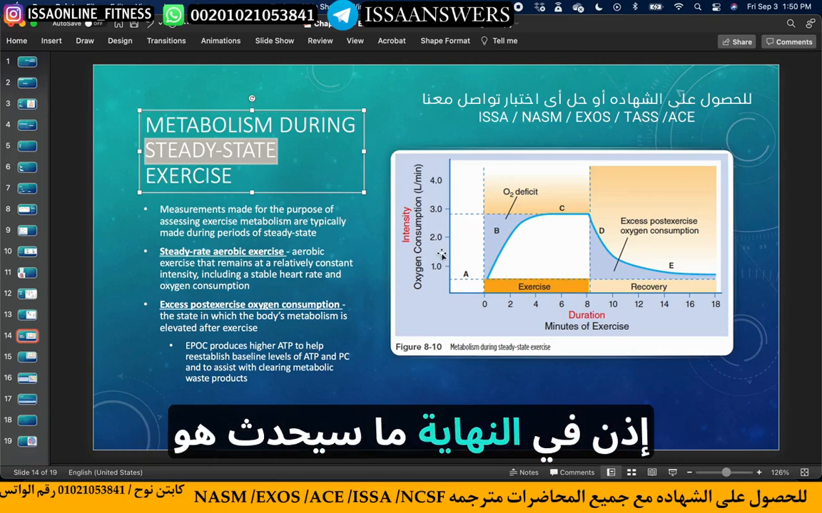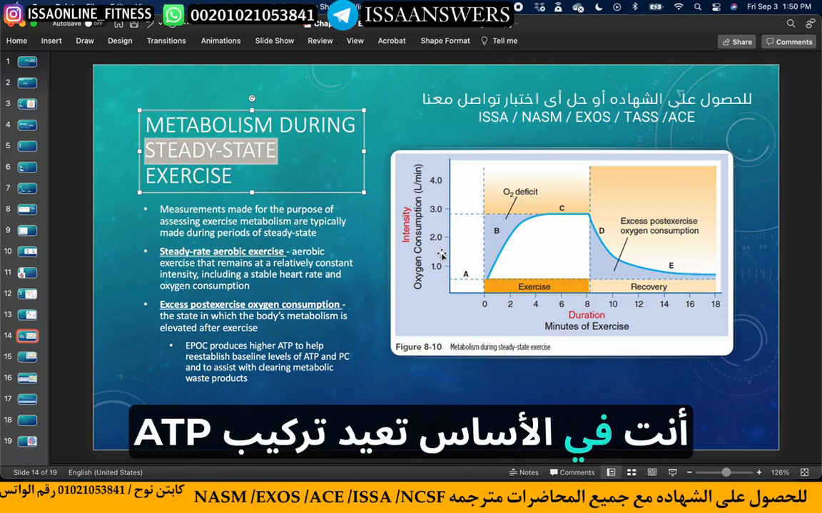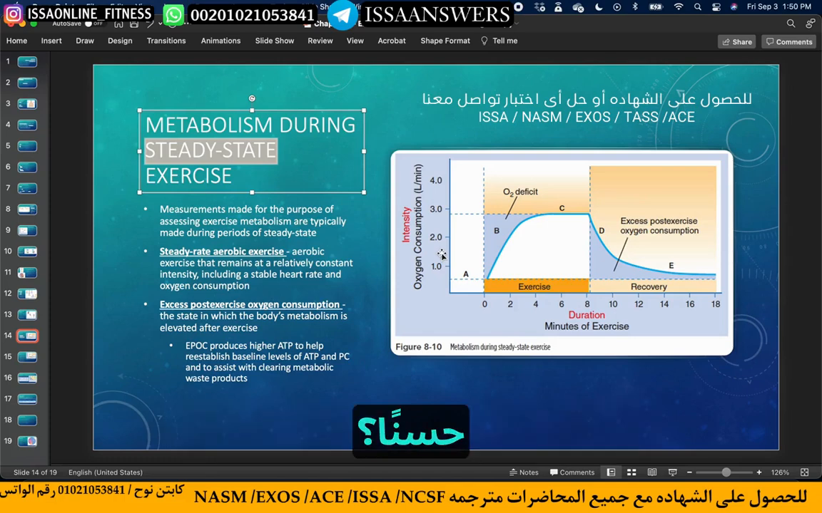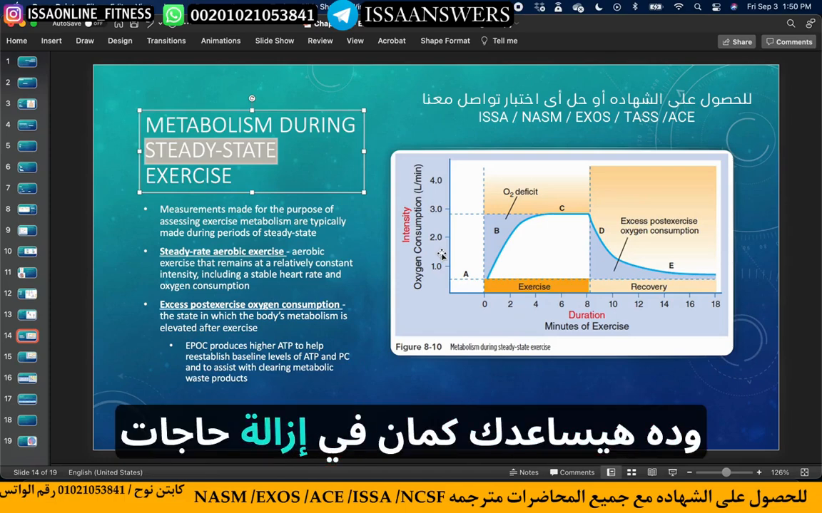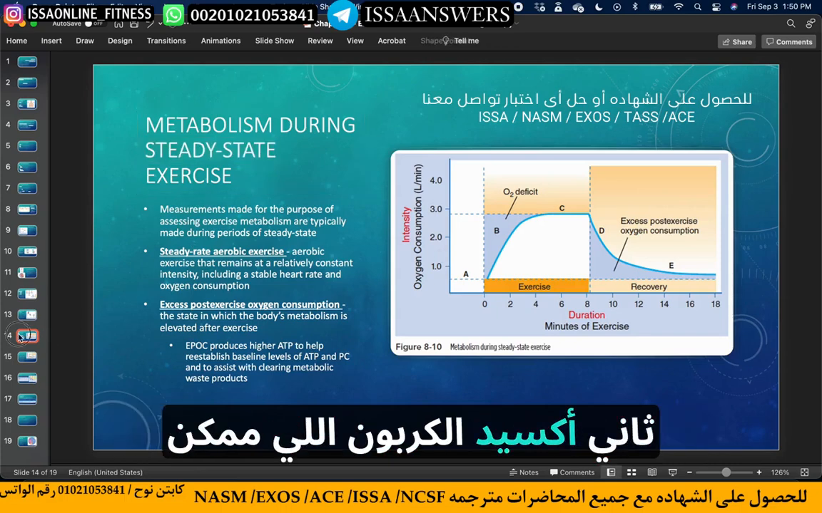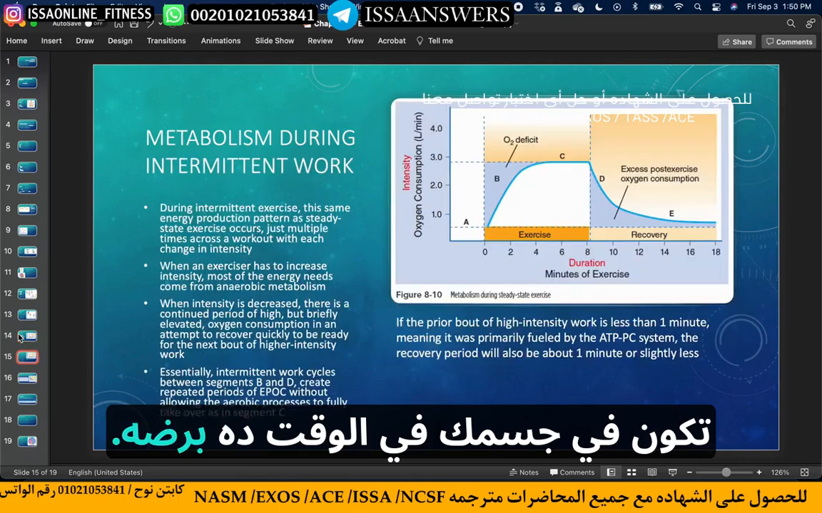So eventually, with that oxygen consumption, you're resynthesizing ATP to get you back down to baseline. Okay, and that will also help you remove things like lactic acid and other waste byproducts like carbon dioxide that would be in your system at that time as well.